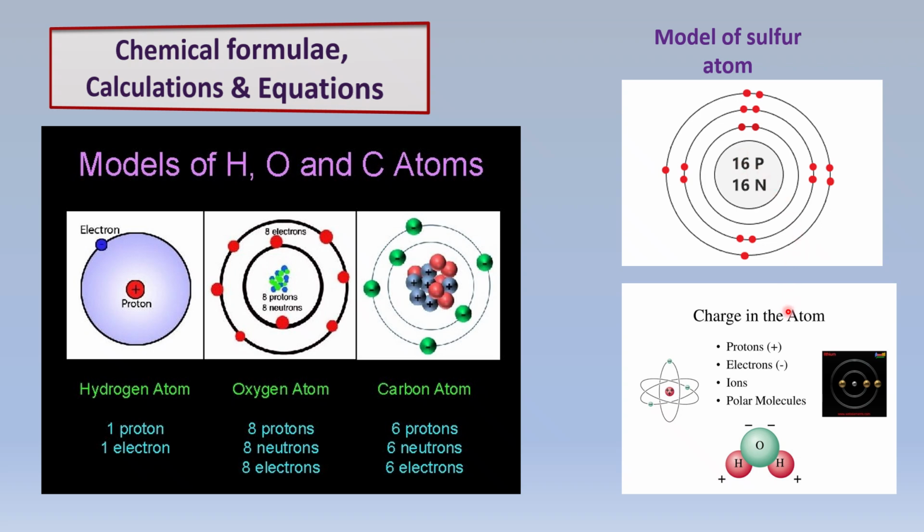Now, also remember that a molecule is made up of atoms. For example, a water molecule is made of 1 oxygen atom and 2 hydrogen atoms. So the mass of the water is the mass of the oxygen atom plus the mass of 2 hydrogen atoms.